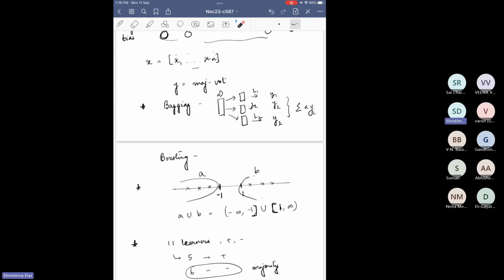The next time again we'll have some correctly classified points and incorrectly classified points. So each time we increase the weight of the incorrectly classified points and decrease the weight of the correctly classified points. Suppose we do this for t times, we'll have t such models. Then we take the weighted sum of all of these models. That is what happens in boosting, or AdaBoost in particular. Yes, sir. Understood.